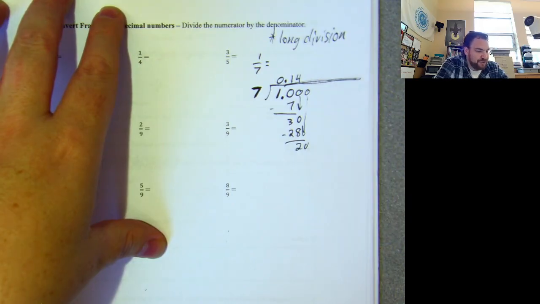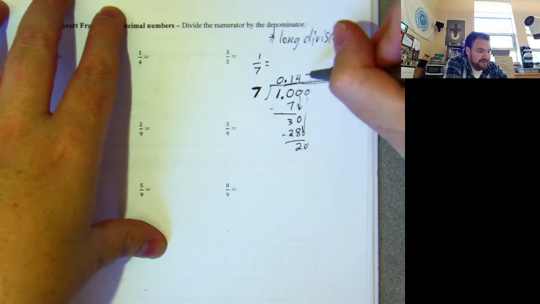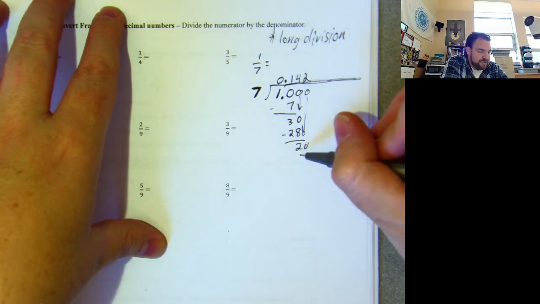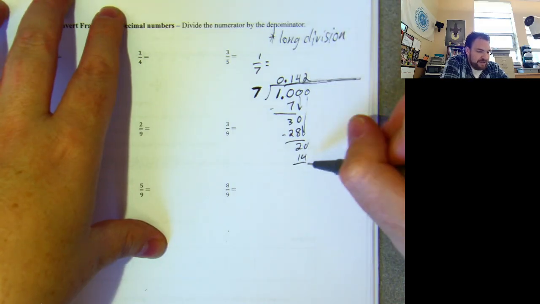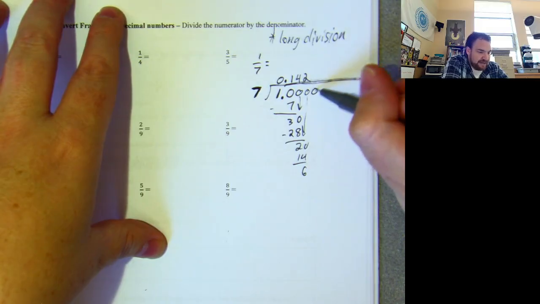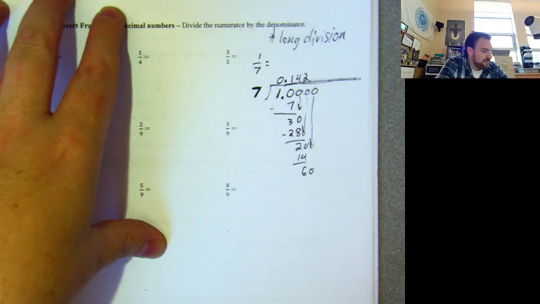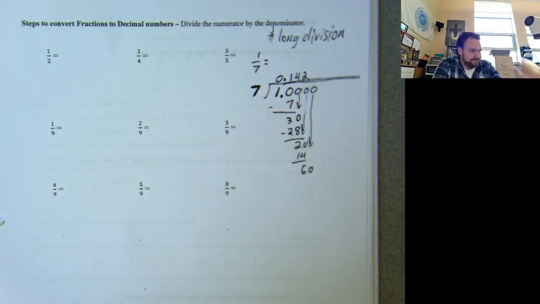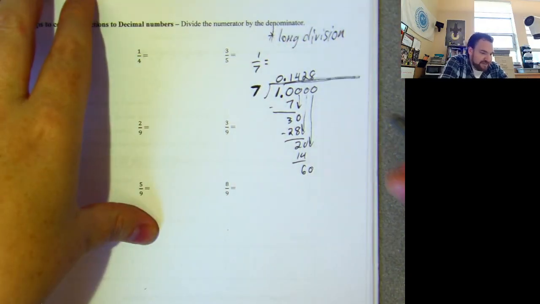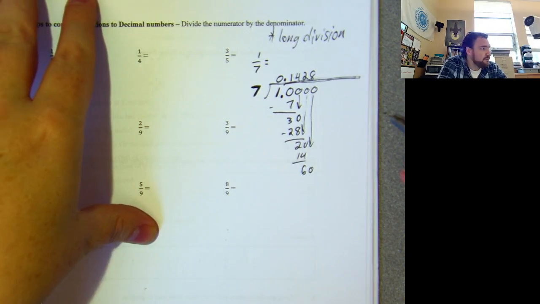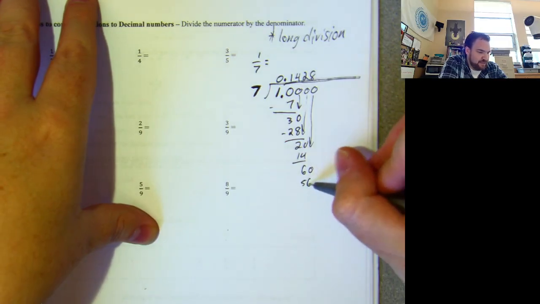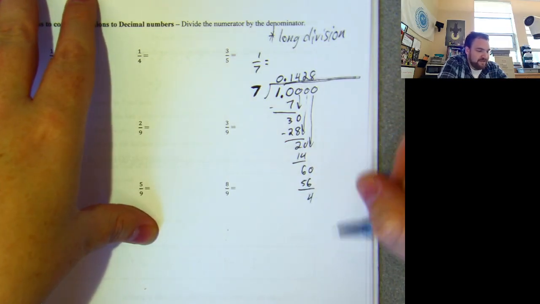How many times does 7 go into 20? Twice. 2 times 7 is 14. 20 minus 14 is 6. Add a 0. Bring it down. How many times does 7 go into 60? 8, because 8 times 7 is the number I hate. 56. Hate 56. Don't know why. Just do. 60 minus 56 is 4.